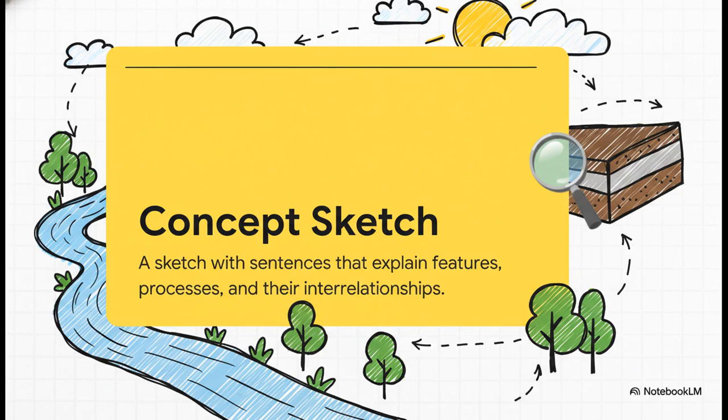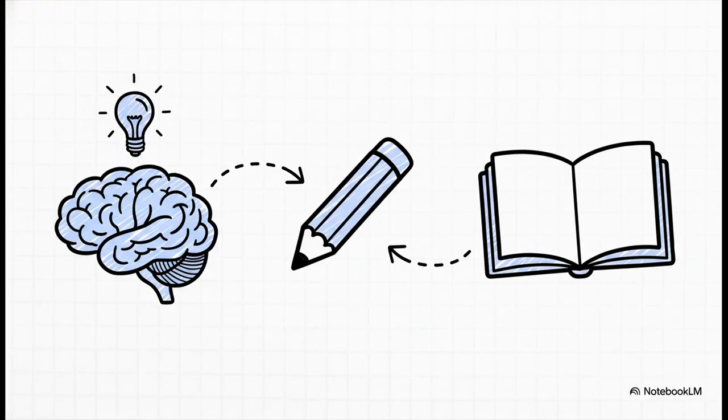The source material defines it as a sketch accompanied by complete sentences that explain the features, processes, and their interrelationships. Basically, it's a tool that forces you to actively connect what you see with why you think it's happening. And the brilliant thing is, anybody can do this. You don't need any fancy equipment, just a pencil, some paper, and your own curiosity. It's just an incredible way to organize your thoughts and truly understand a topic, not just memorize facts about it.